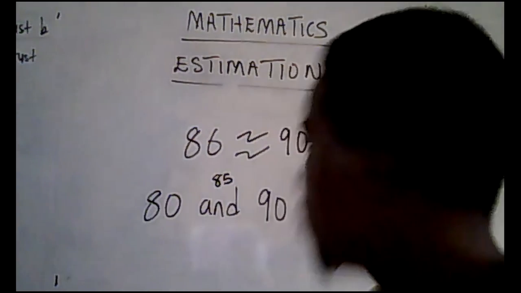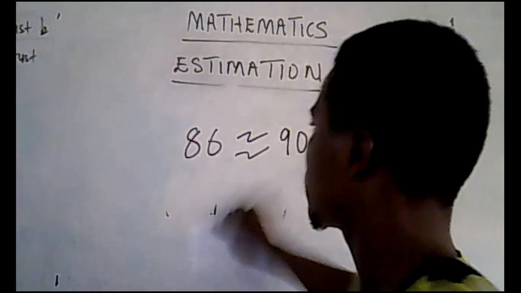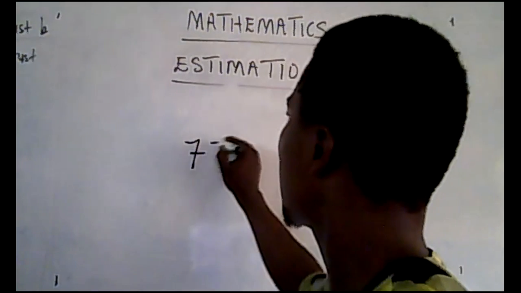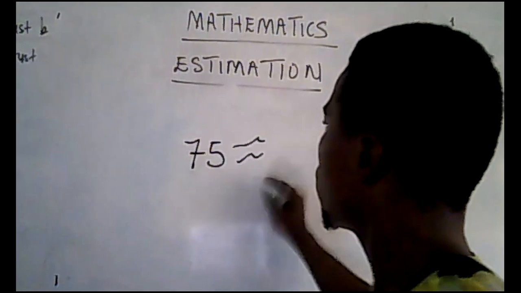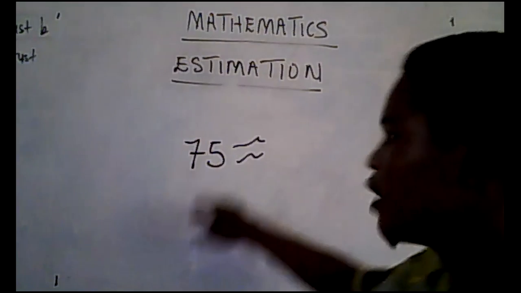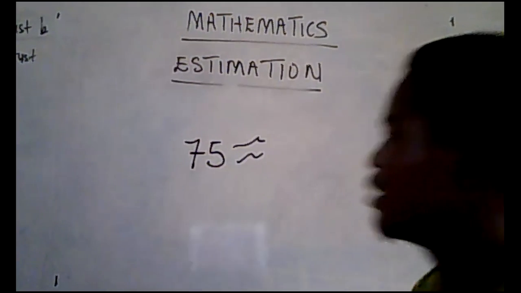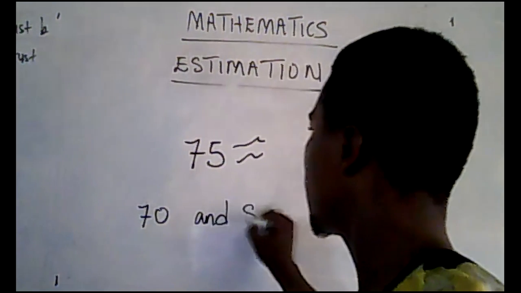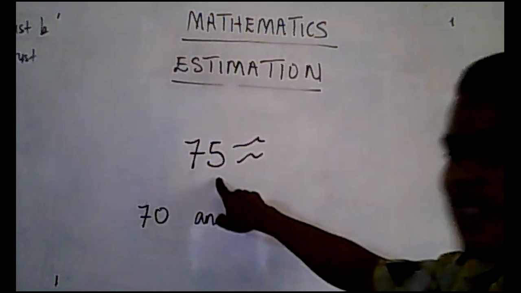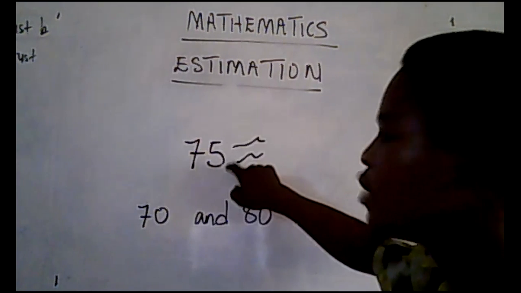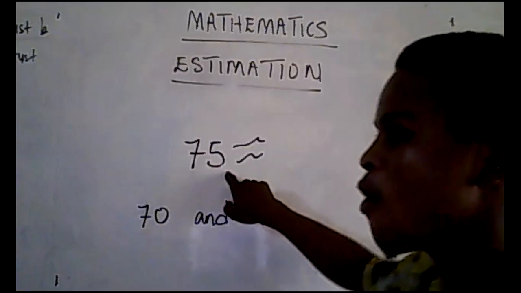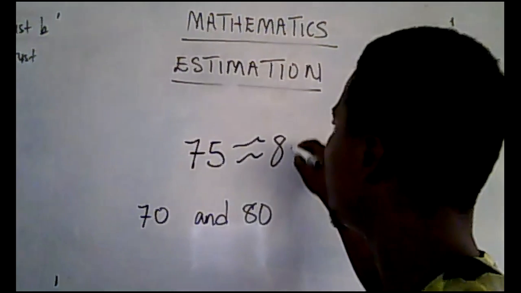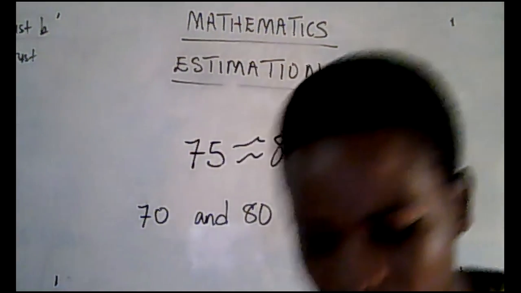But what if we have 75? What do you do? Do you round up or down? I told you, this is 5. Don't forget that 75 is in between 70 and 80. So when you have 75, are you to round up or round down? You are to round up because this is 5. I told you, whenever you have 5 or more, you are rounding up, which automatically gives us approximately 80.